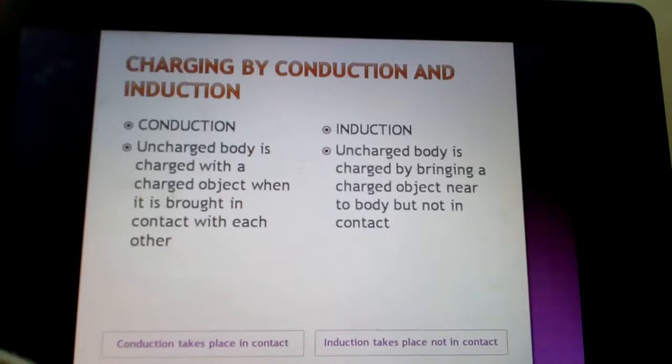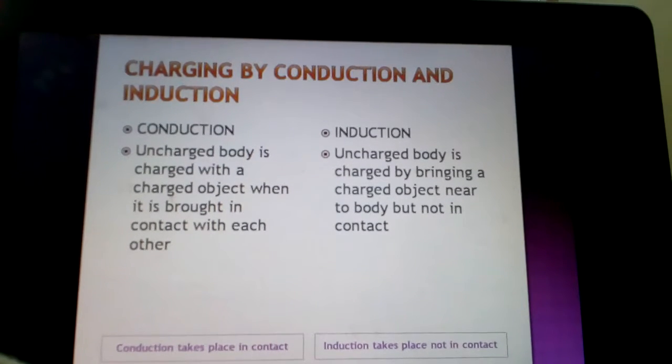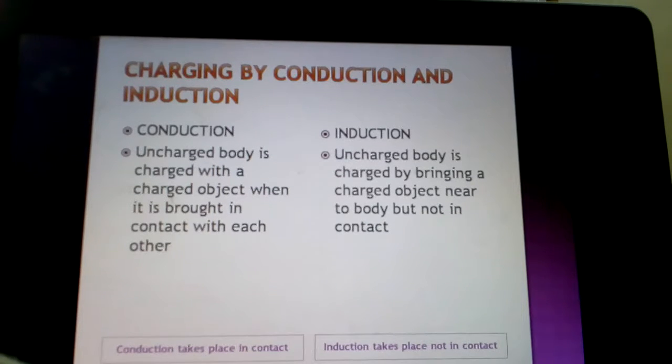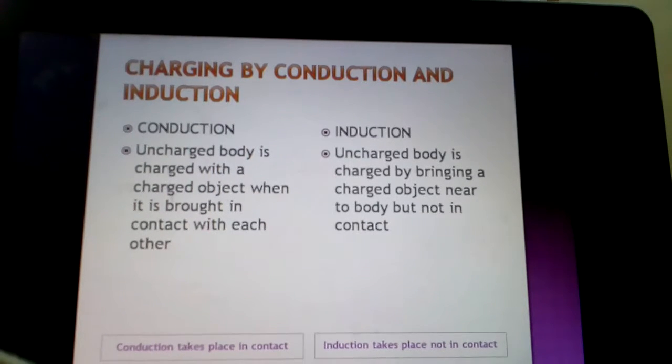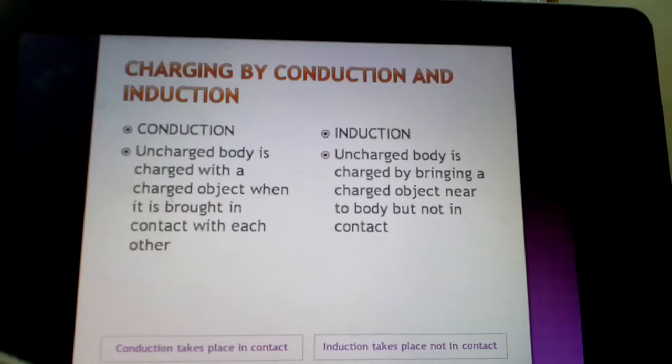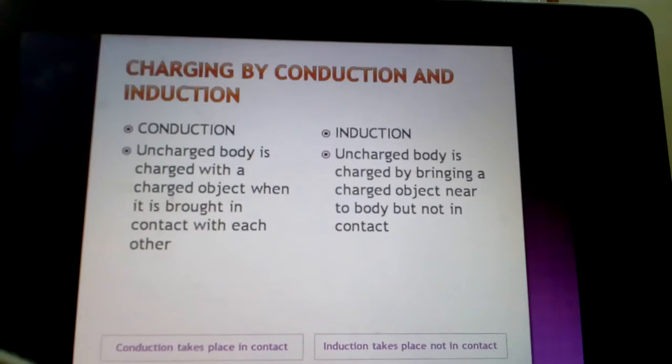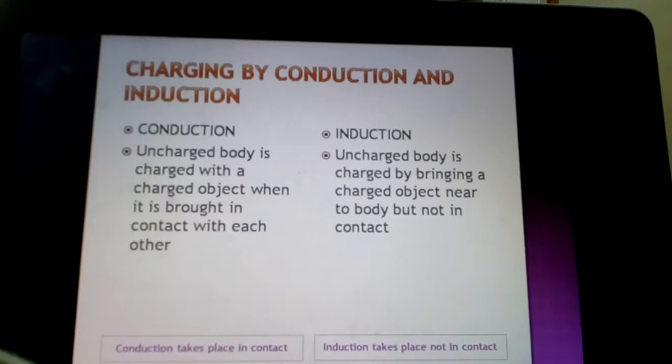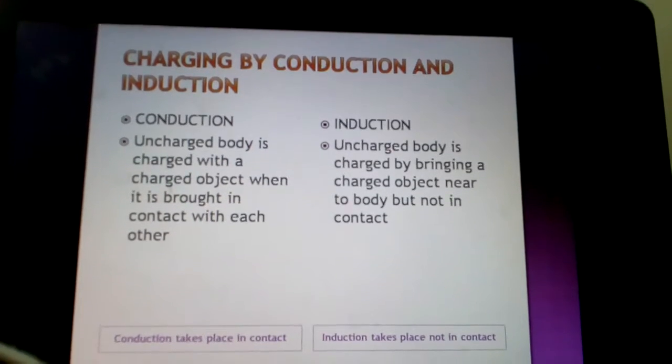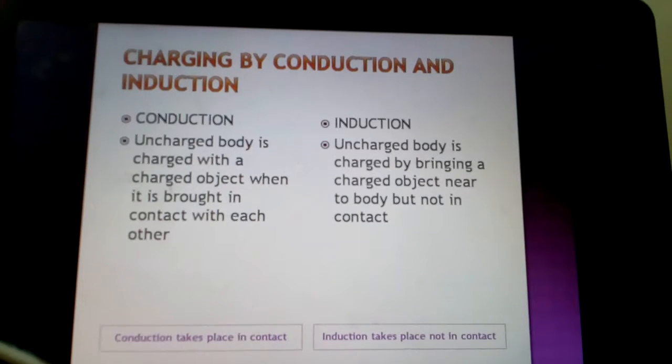Now induction. Induction is a similar process to conduction, but the difference is that the charged body is not brought in contact with the uncharged body. It's just brought near to the uncharged body. It means there is a small distance between the charged body and the uncharged body.